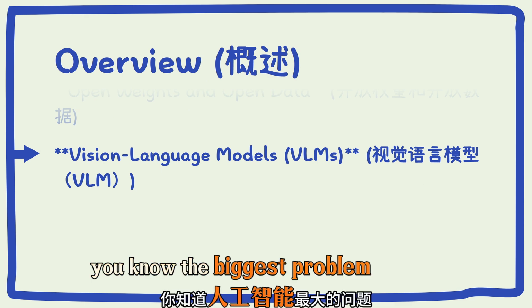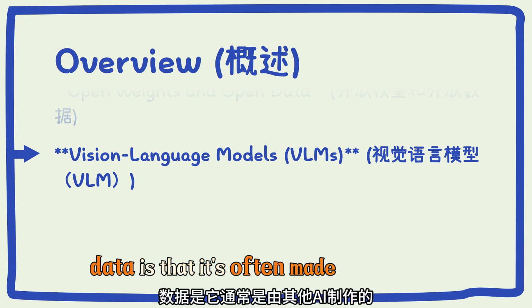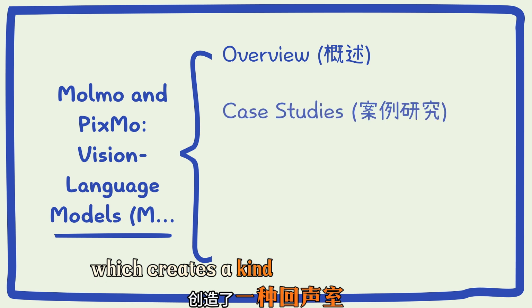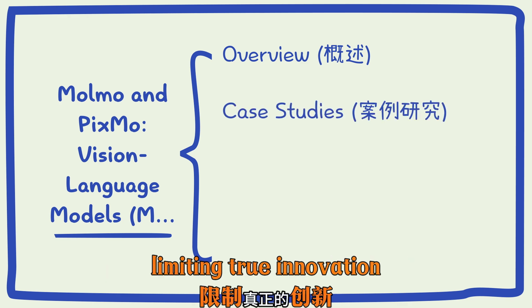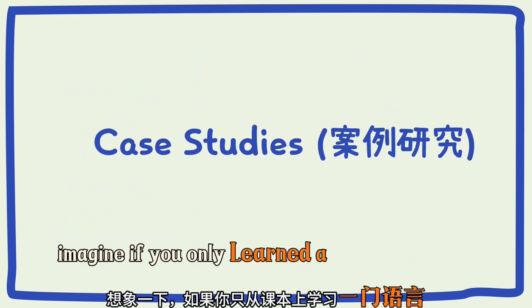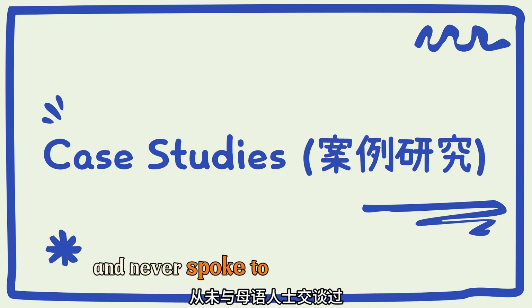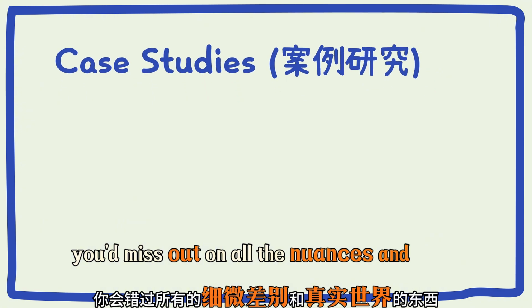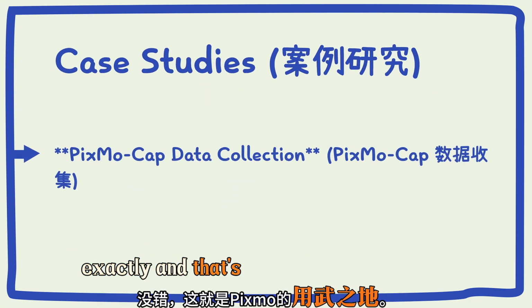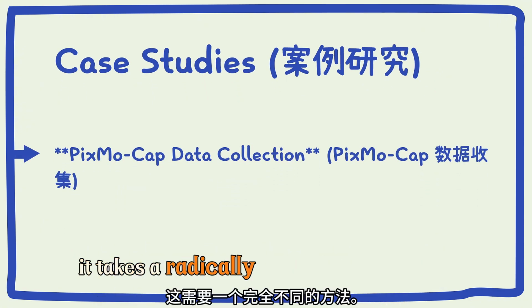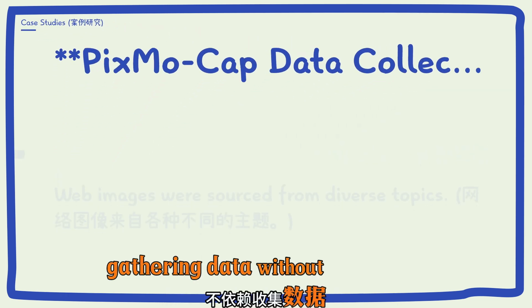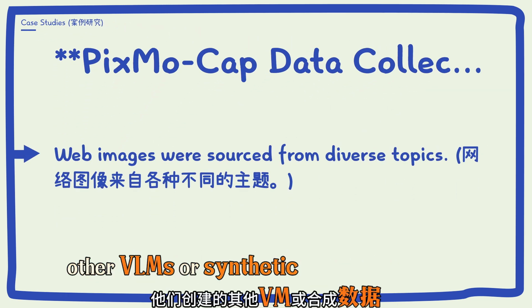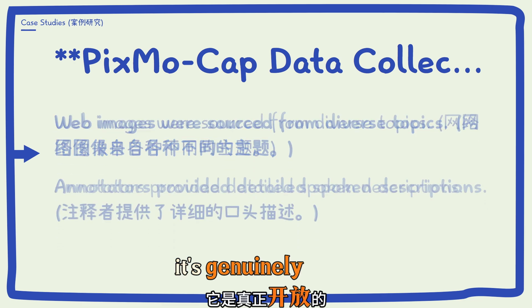You know, the biggest problem with AI data is that it's often made by other AI, which creates a kind of echo chamber, limiting true innovation. Imagine if you only learned a language from textbooks and never spoke to a native speaker. Right, it would sound pretty artificial. You'd miss out on all the nuances and real-world stuff. Exactly. And that's where PixMo comes in. It takes a radically different approach. Gathering data without relying on other VLMs or synthetic data they create, it's genuinely open.